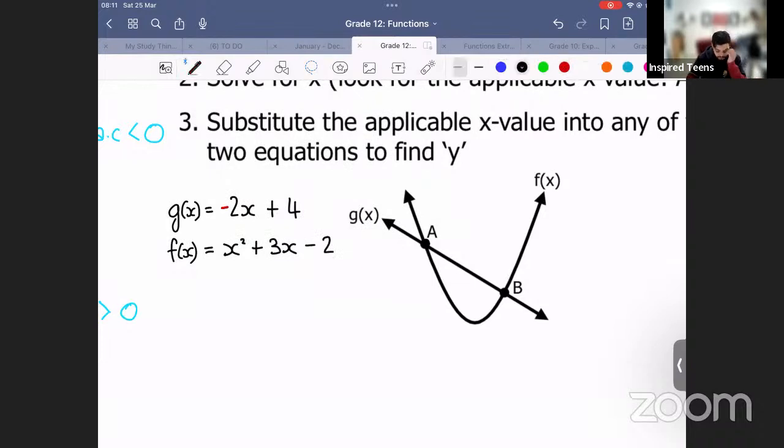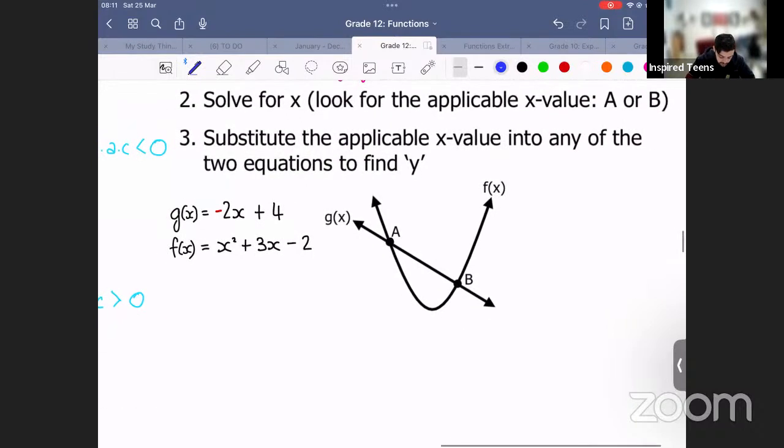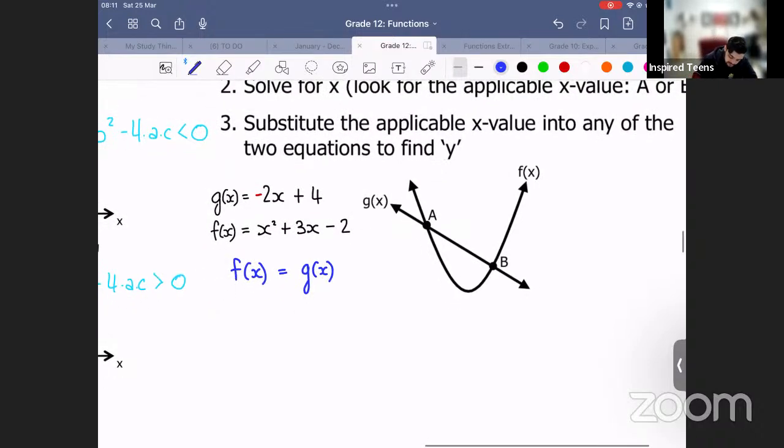We have g of x, which is our straight line function, and f of x, which is our parabola function. We want to find the intersection points, so we're going to equate them. I'm going to say f of x is equal to g of x. f of x is x squared plus 3x minus 2. g of x is minus 2x plus 4.